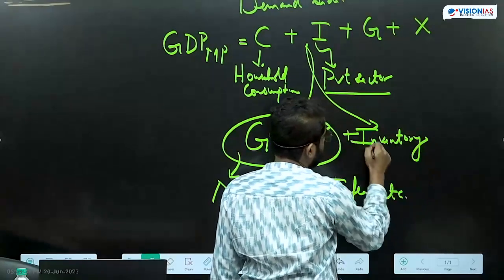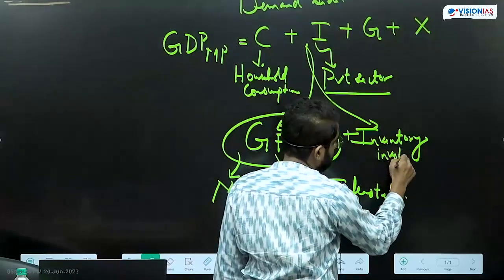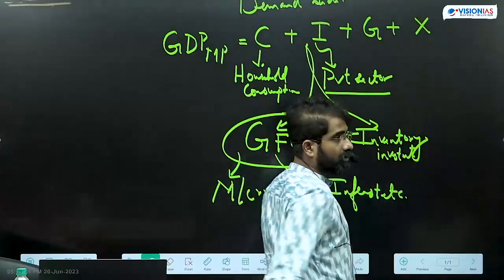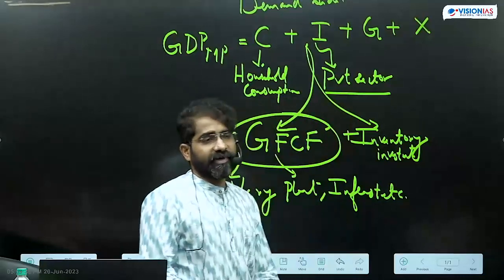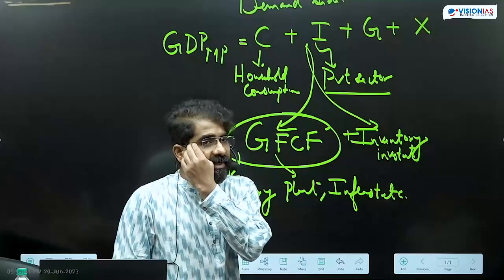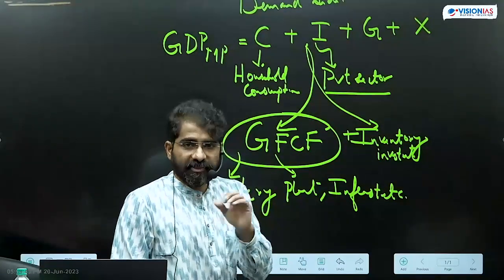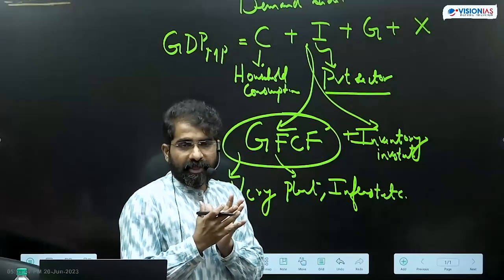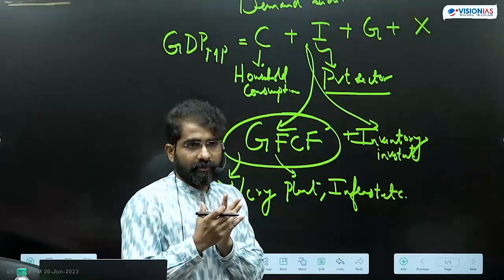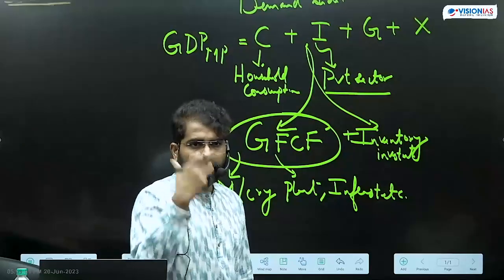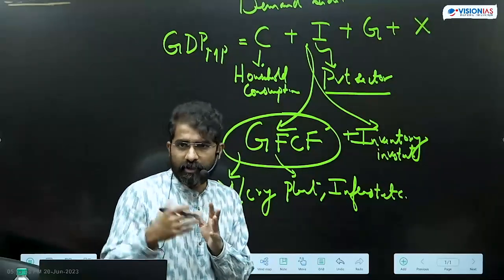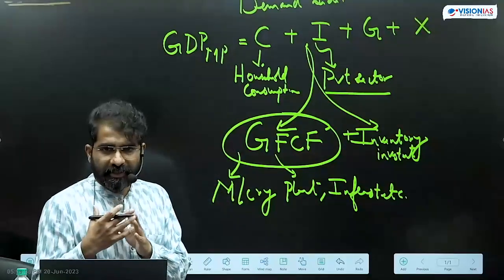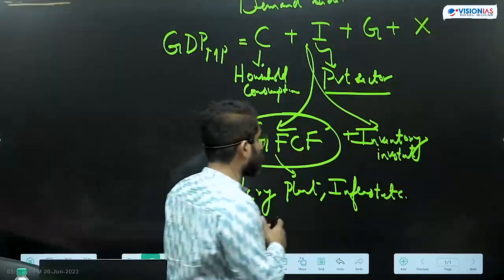Okay, and then it can also include something called inventory investment. When I use the word inventory, inventory is nothing but the semi-finished goods, the inputs which the company holds. Inventory is always used for what? Future production. Are you able to get this? See, inventory is also seen as investment.